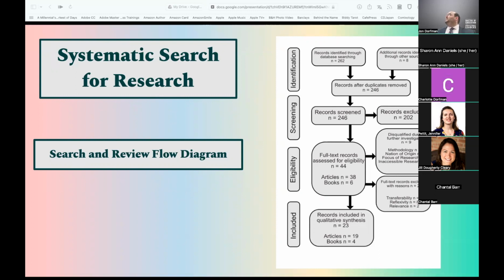I assessed 44 full text records for eligibility using a rubric. 9 were disqualified after further investigation, revealing that they had slipped through the cracks of the screening process and shouldn't have been eligible to begin with, on the grounds of methodology, nation of origin, focus of research, and inaccessible research. There was one that, no matter what I did, I could not get the full text of. That left me with 38 articles and 6 books. However, after the eligibility process, 21 were excluded, 2 for transferability, 8 for reflexivity, 2 for relevance, and the final number included was 23, of which 19 were articles and 4 were books.